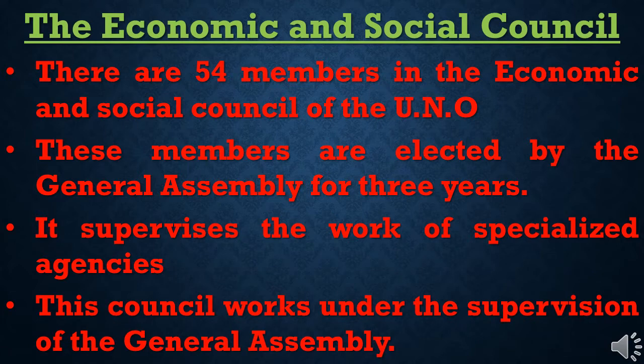The Economic and Social Council. The main objective of the Economic and Social Council is to free the world from want. There are 54 members in the Economic and Social Council of the UNO. These members are elected by the General Assembly for a 3 year term. 1/3 of its members retire every year. The new members are elected by the General Assembly to fill these vacancies.